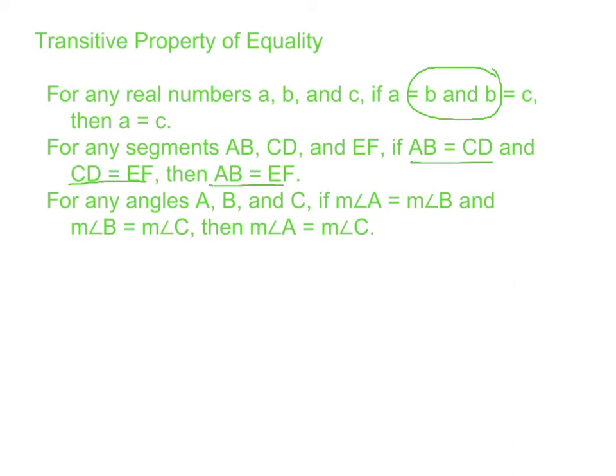Like the symmetric property, that also holds true for angles. If the measure of angle A is equal to the measure of angle B, and the measure of angle B is equal to the measure of angle C, again we can delete the measure of angle B in between those two and just make the measure of angle A equal to the measure of angle C. Again, just getting these down in your notes, you guys. We will practice a lot of these when we're looking at specific examples tomorrow, but right now you're just getting the different properties in your notes.